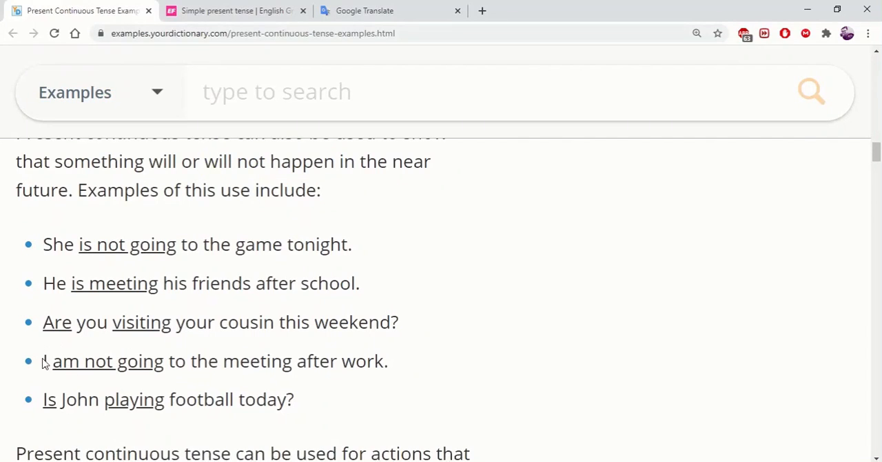Next, I am not going to the meeting after work. मैं नहीं जा रहा हूँ. This is not going to happen.